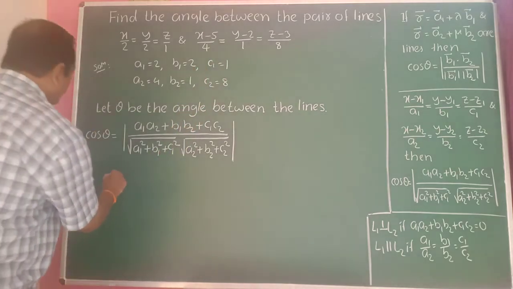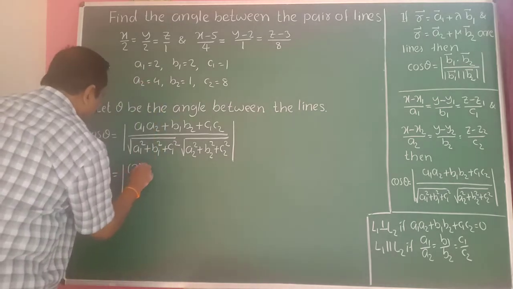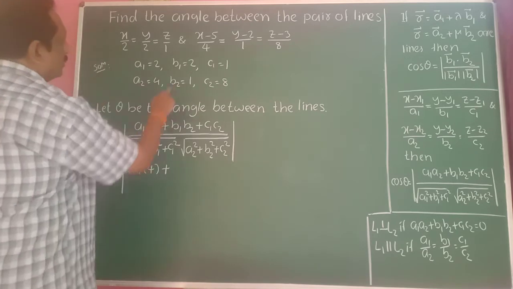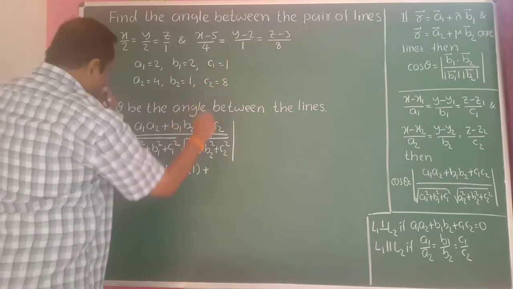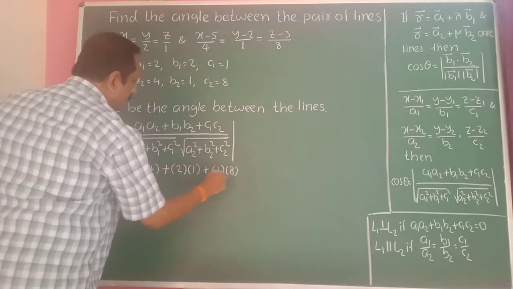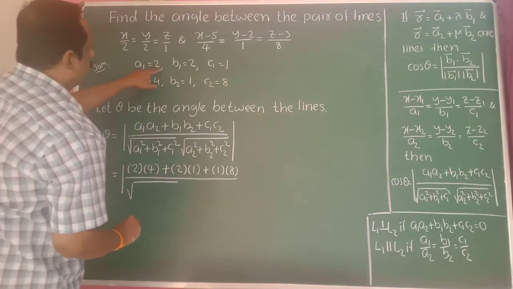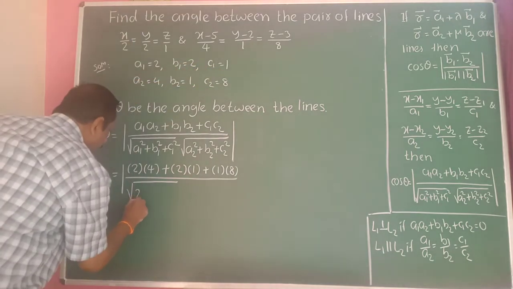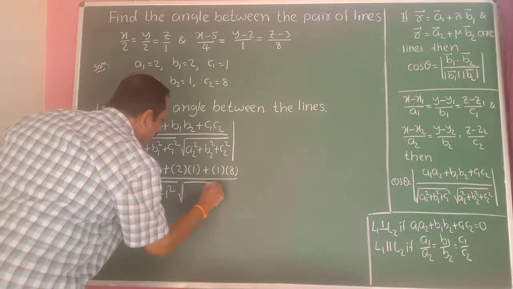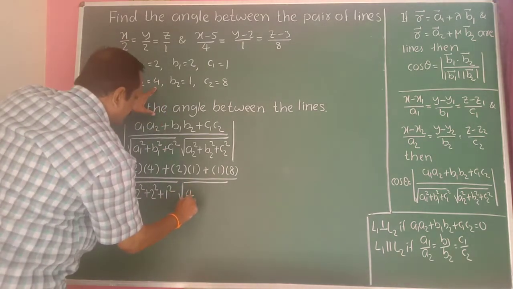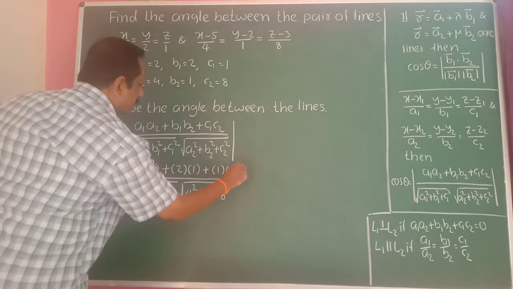So this is the formula: modulus of 2 into 4, plus 2 into 1, plus 1 into 8, divided by root of 2 square plus 2 square plus 1 square, again root of 4 square plus 1 square plus 8 square.